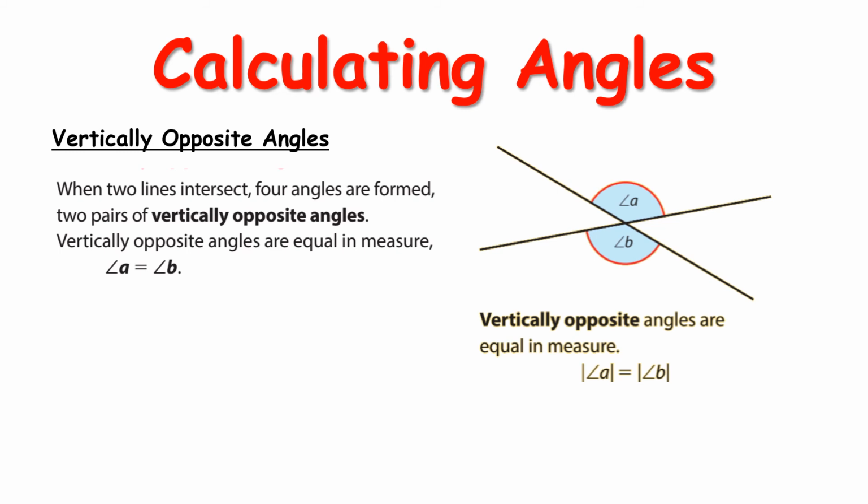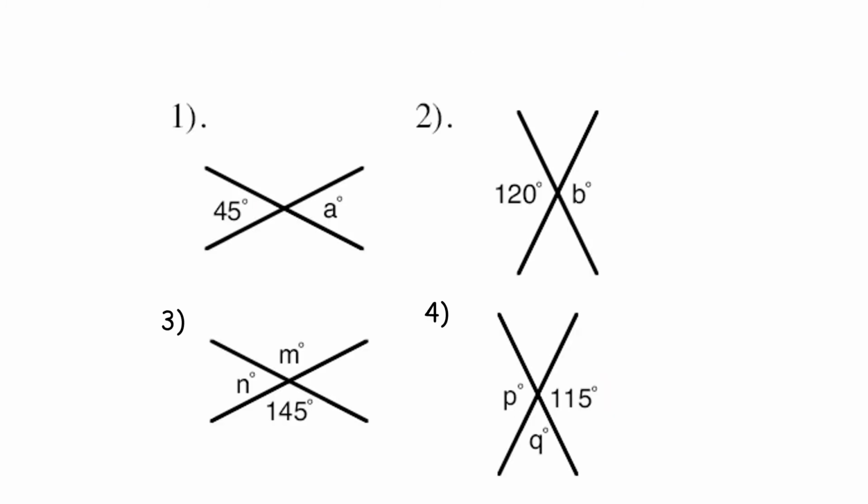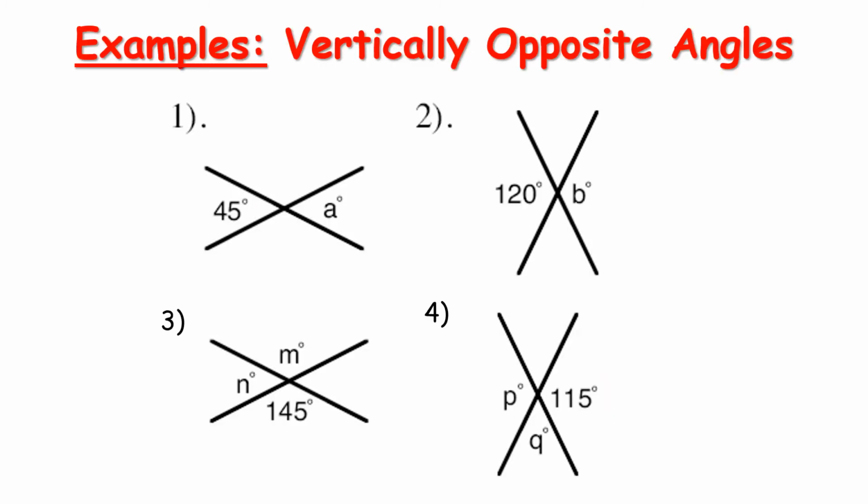Okay, so these are not angles at a point. These are special. They're called vertically opposite angles. Also, this angle here, I'm going to change my color because blue is too close to what we have. We'll do green. This angle here is the same size as this angle here. So let's do some examples.